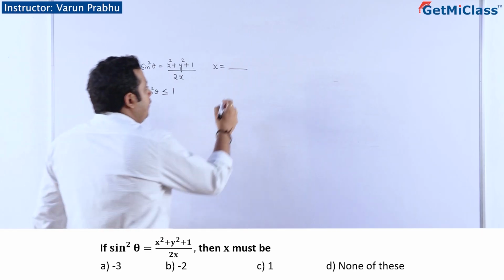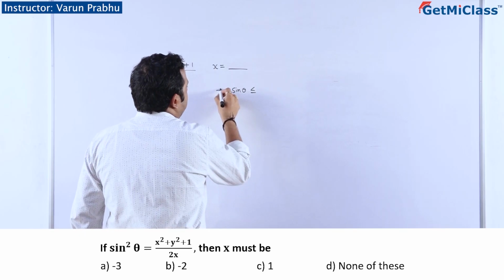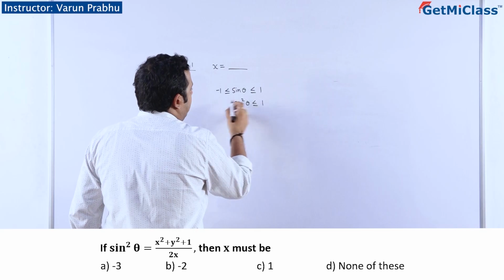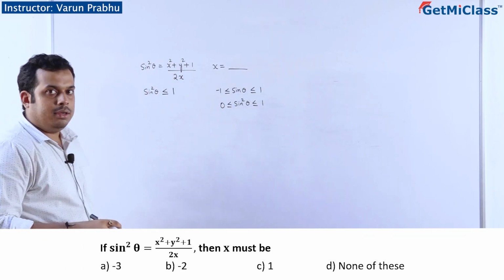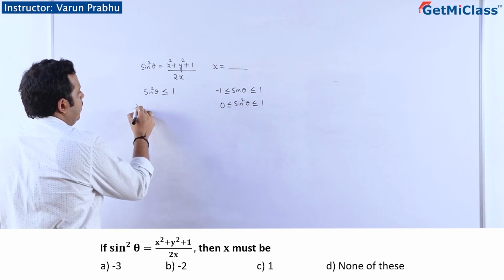Why? We know that sine theta lies between where to where? Sine theta lies between minus 1 to plus 1, and sine squared theta will always lie between 0 and 1. When you square, there is nothing called negative value, right? So 0 and 1. So definitely sine squared theta is less than or equal to 1.